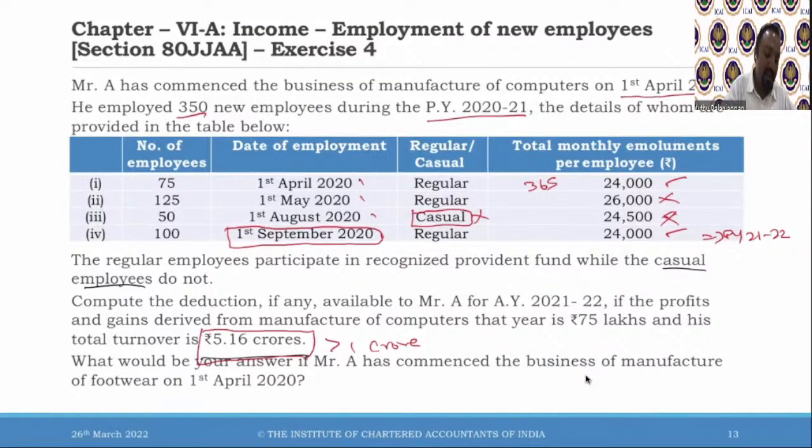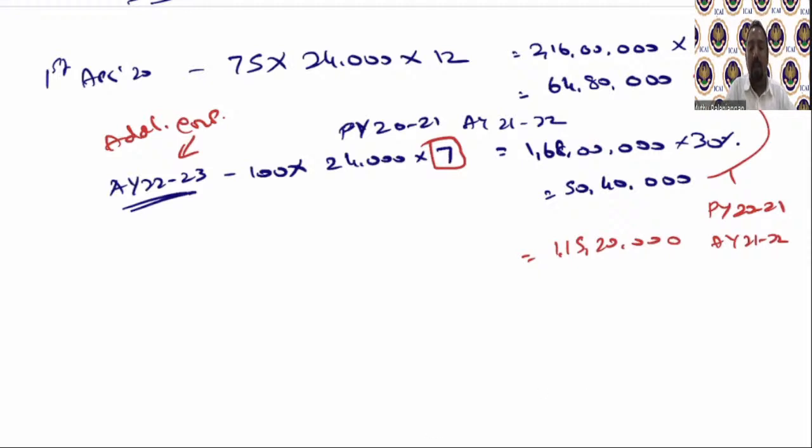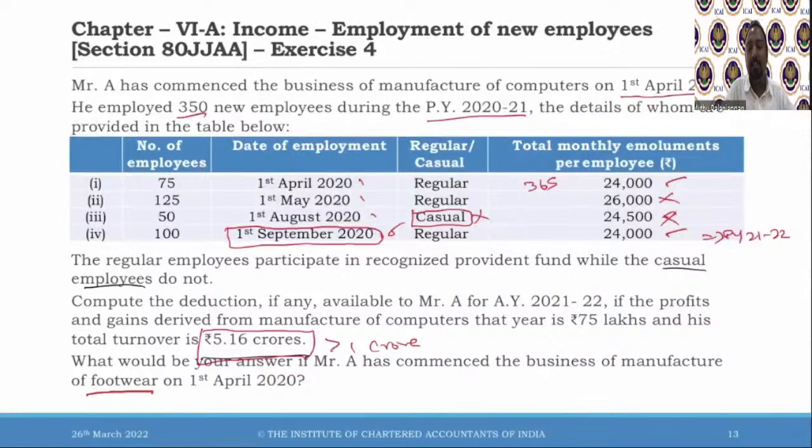What would be your answer if Mr. A has commenced a business of manufacture of footwear? What if it becomes 150 days? Then this will also be eligible, right? So in that case, both of these will be eligible for previous year 2021, assessment year 21-22. That is how much? 1 crore 15 lakh 20,000, right? So that is how you compute for the next year. So that's the provision. This is how we compute 80JJAA.